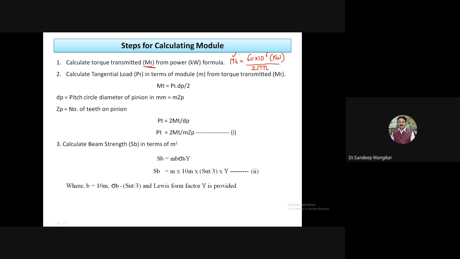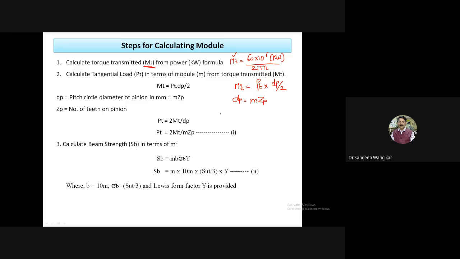Based on this MT value, we can calculate the value of PT. We have the formula MT is equal to PT into dP divided by 2. From this, we have the formula for dP. Pitch circle diameter is given by module into number of teeth. I will write dP is equal to module into number of teeth on pinion ZP.